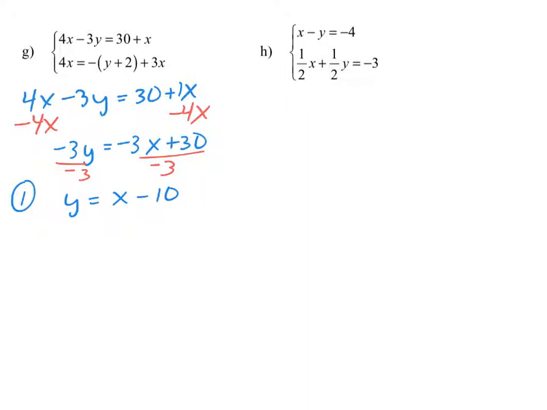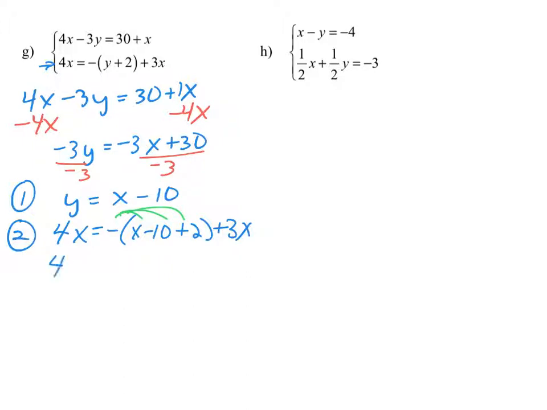Now we're going to plug that into the other equation in step number 2. We have 4x on the left side of the second equation equals a negative quantity y, just x minus 10, plus 2, and then plus 3x. We want to simplify this equation. We'll begin by distributing that negative and then combining like terms.